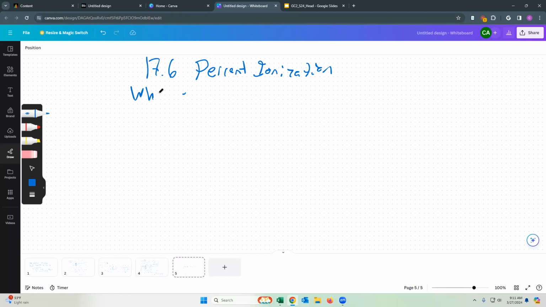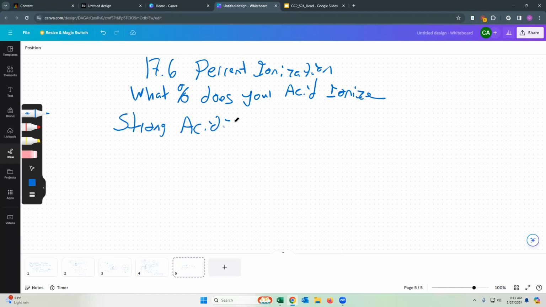Basically, what percentage does your acid ionize? For strong acids, we already talked about this, but that is 100%. For weak acids, that is anywhere less than 100%, not 100%.